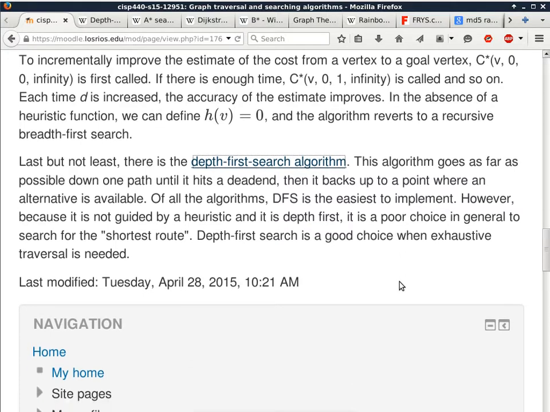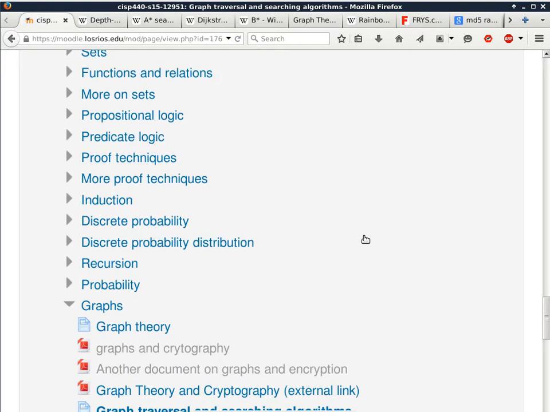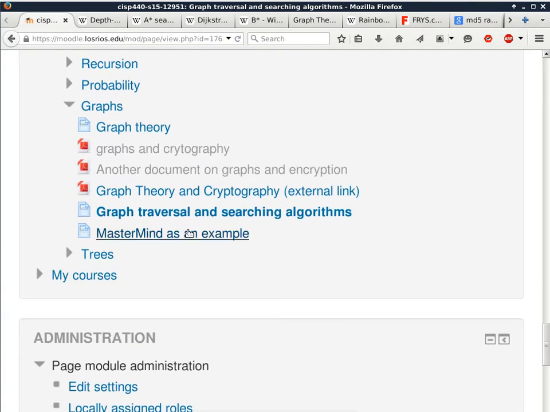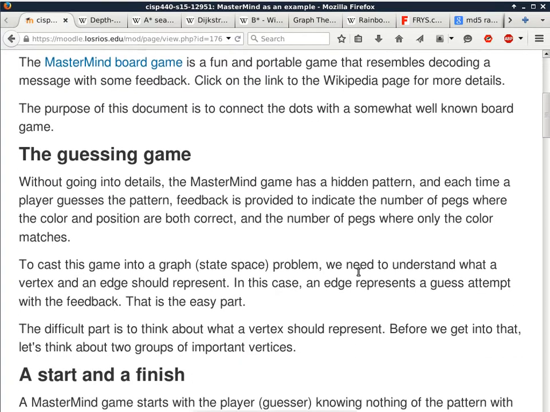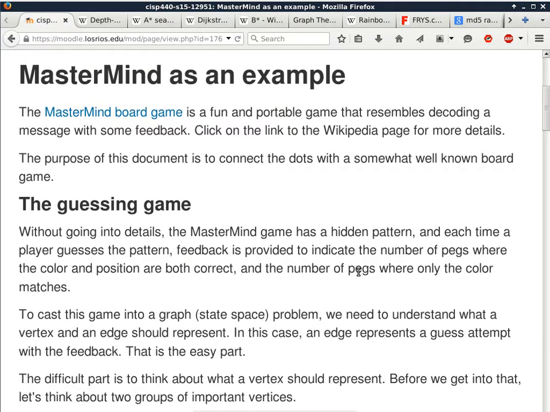So with this out of the way, I'm going to move on to the next one for 10 minutes or so. I think I should be able to get this done in 10 minutes. And this one is basically using the Mastermind game as a board game, as an example. Okay, how do we apply graph theory to Mastermind, in the game? So before we can talk about the Mastermind game itself, let's go play a few rounds.